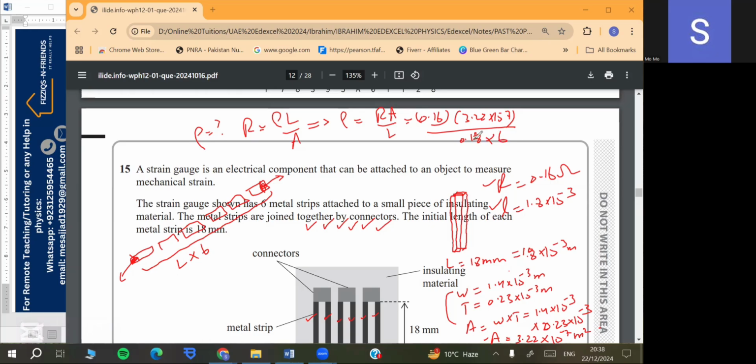So we are going to have 1.8 times 10 raised to the power minus 3 times 6. When you multiply all these together, you are going to get the answer as 4.77 times 10 raised to the power minus 7 ohm meters. I hope you understand why I multiplied the length by 6: because we have 6 rods and all of these are connected in series with each other.